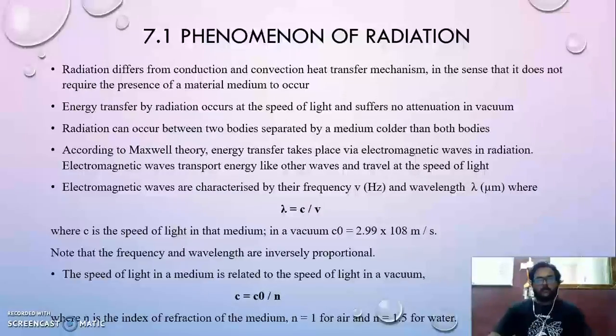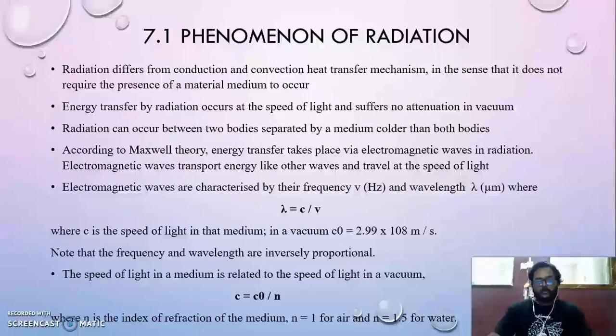Radiation differs from conduction and convection heat transfer mechanisms in the sense that it does not require the presence of a material medium to occur. Energy transfer by radiation occurs at the speed of light and suffers no attenuation in vacuum. Radiation can occur between two bodies separated by a medium colder than both bodies.